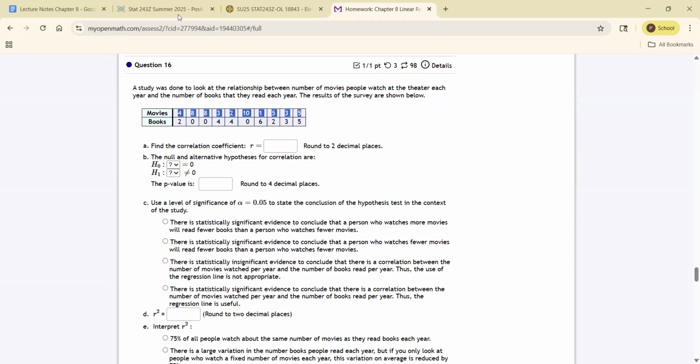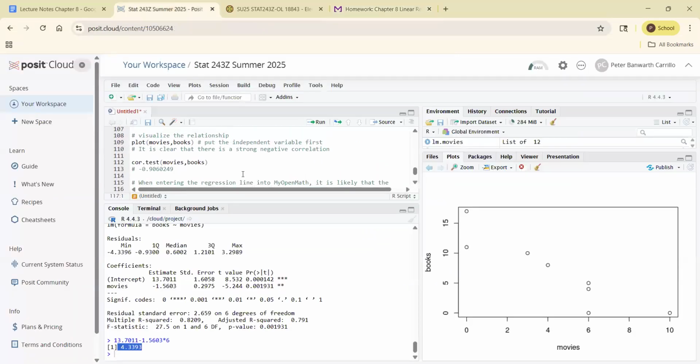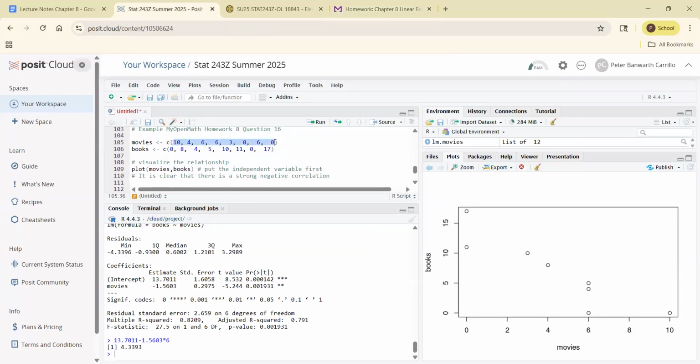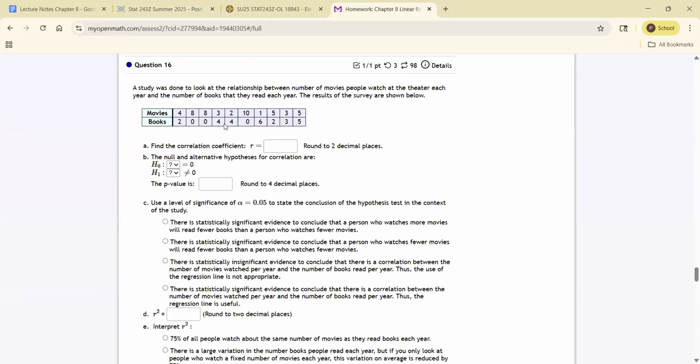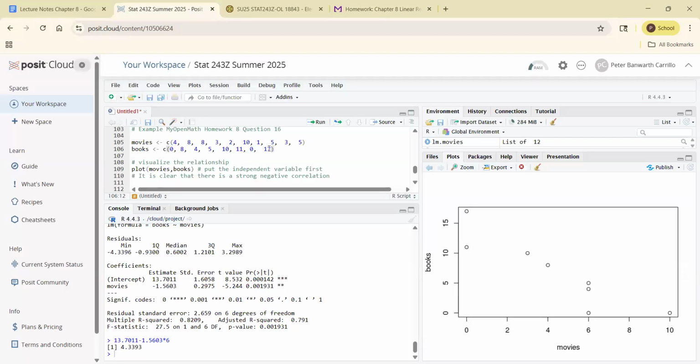First thing we need to do is get our data into R so that we can do our correlation tests and our regression tests. You can just copy and paste the data in, but you have to make sure you put commas between the numbers, except the last number should have a parenthesis after it. So let's copy the movies and books. I did it earlier with another question, that's why you're seeing some things in here already.